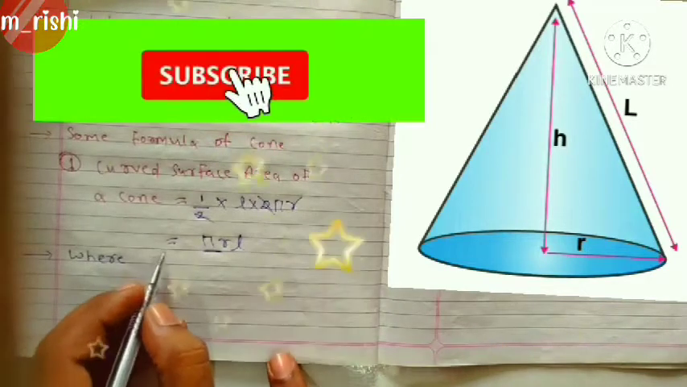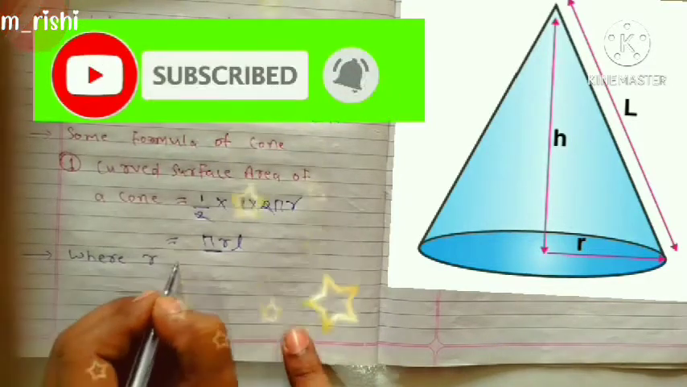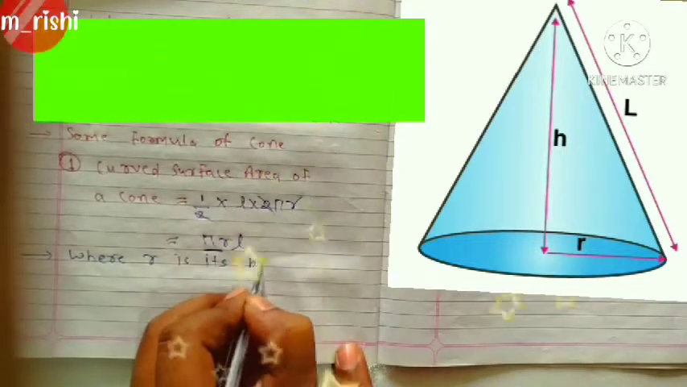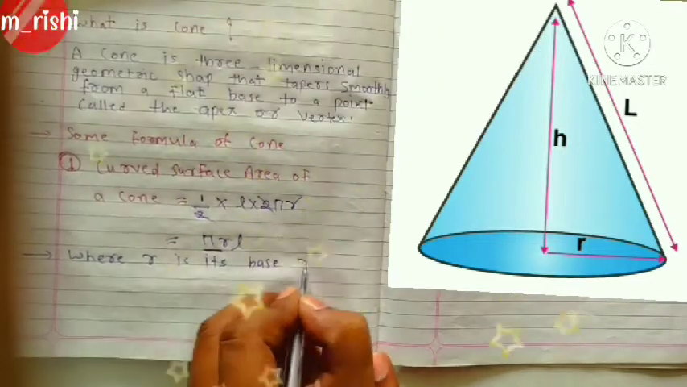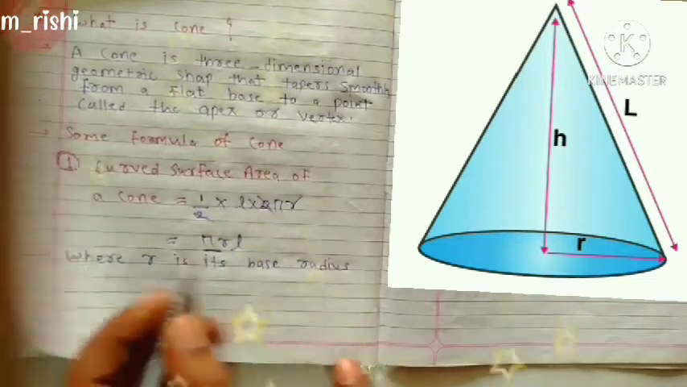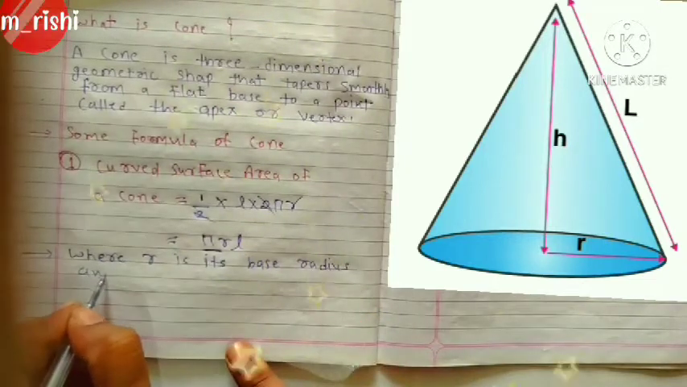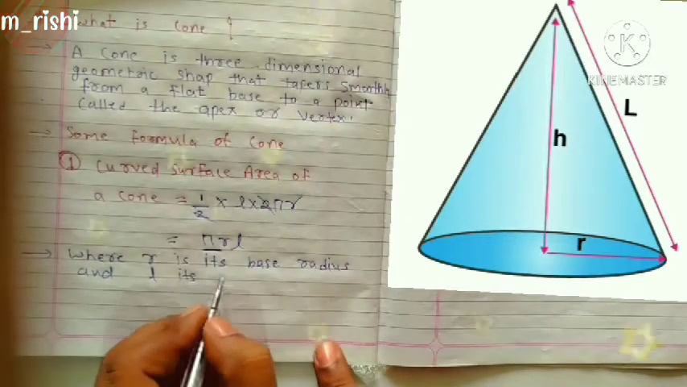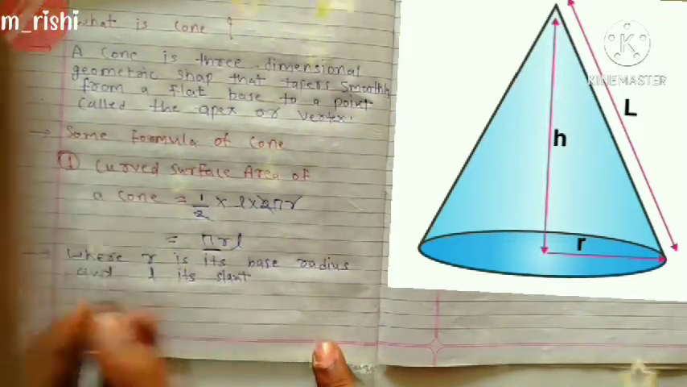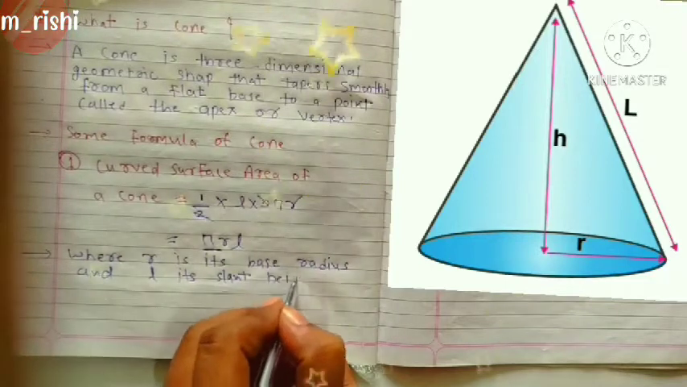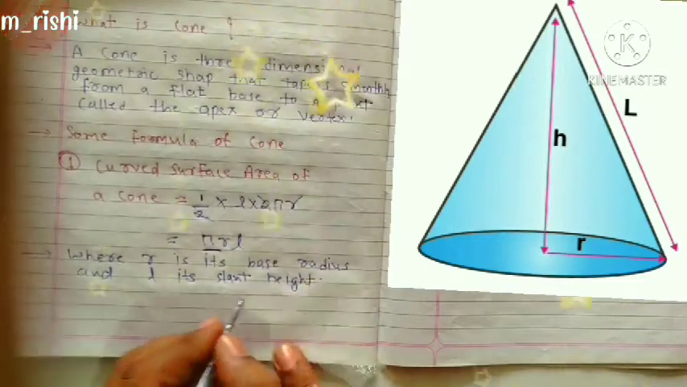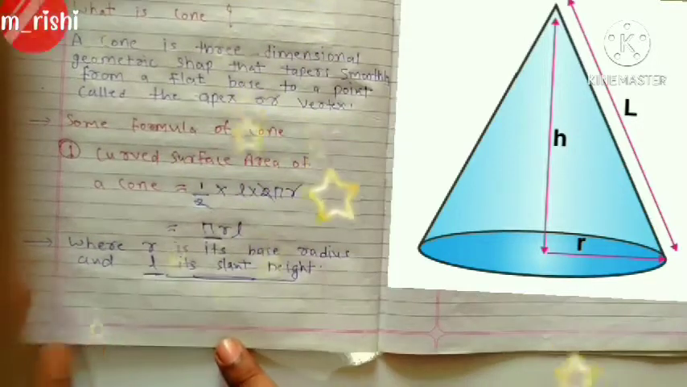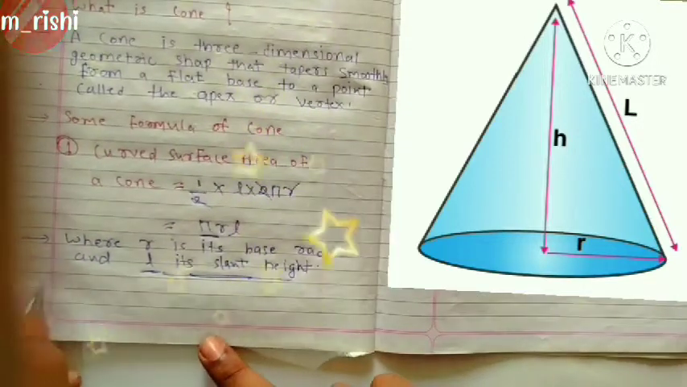I repeat, the curved surface area of a cone is pi r L, where r is its base radius and L is the slant height. We represent the slant height with small l.